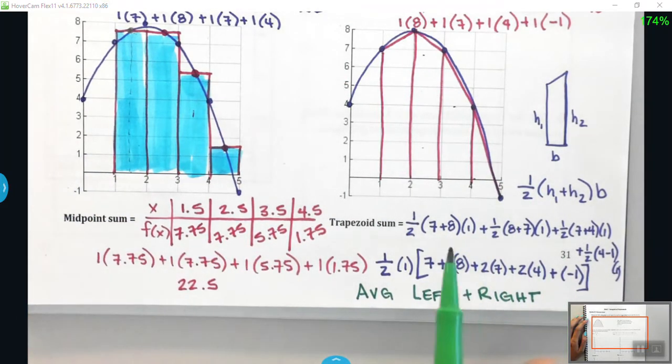Sarah? If the base is the same, can you still take out, or if the base is different, can you still take out the 1/2? No. Oh, you can take out the 1/2, but you can't take out the 1. If the base is the same, pull out the 1/2, but the interval has to go to each term.